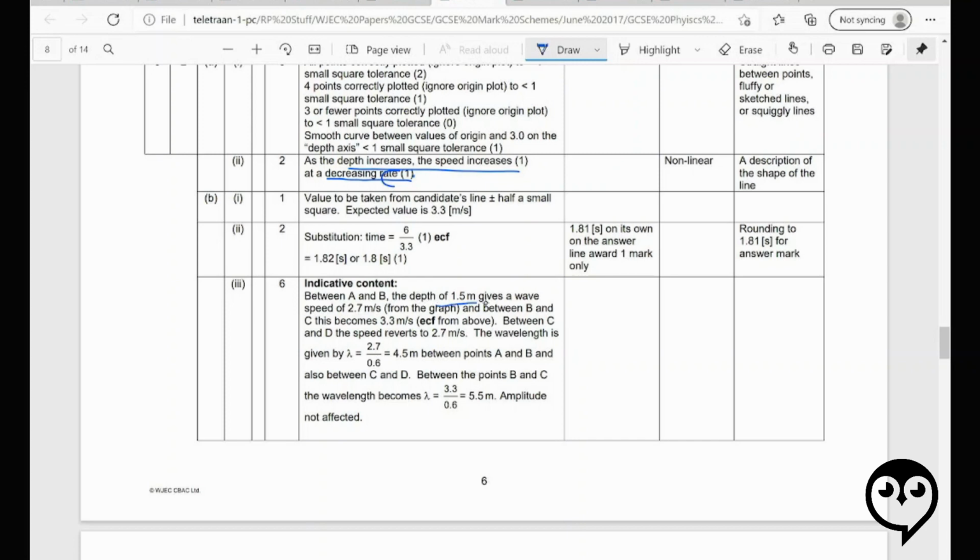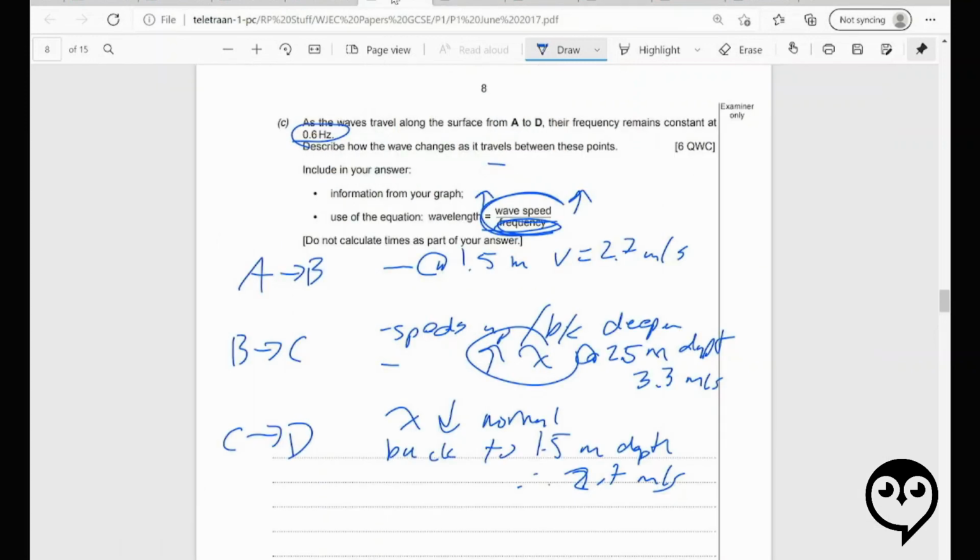So, yeah, nice. At a depth of 1.5, this is the wave speed. That's from the graph. Between B and C, it becomes 3.3. That's an error carried forward from your previous answer. And then it reverts back to 2.7. That's fine. The wavelength. Okay, so we didn't calculate any wavelengths. I missed that. It did say to use this equation. I got distracted with telling you about some other things.